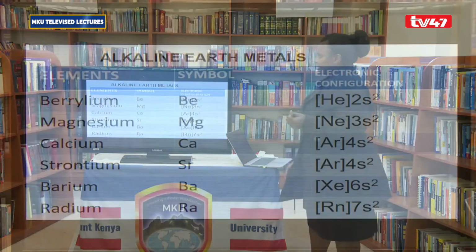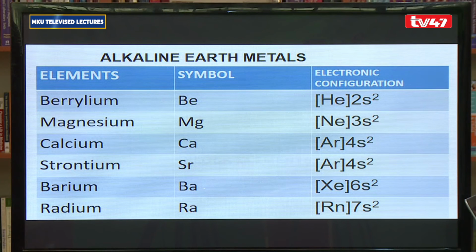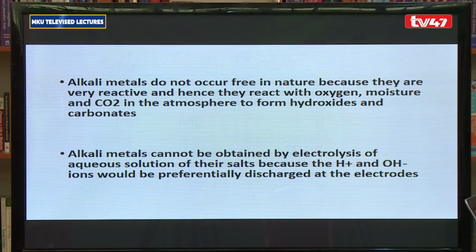Then the alkaline earth metals, we have beryllium, magnesium, calcium, strontium, barium, and radium. In the configuration of the alkaline earth metals, the valence configuration has S2. The alkaline earth metals are the second most reactive elements in the periodic table.